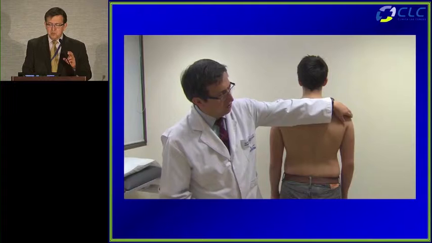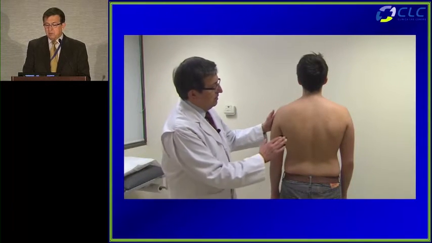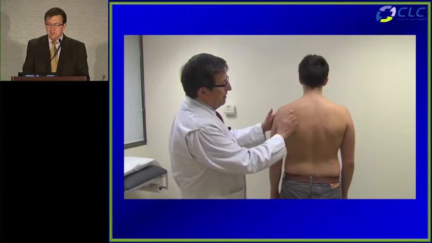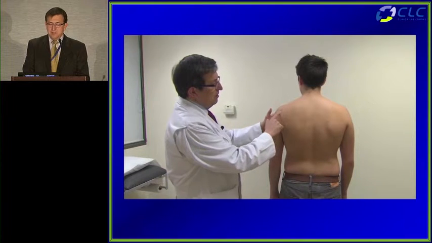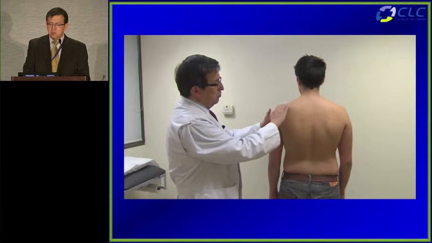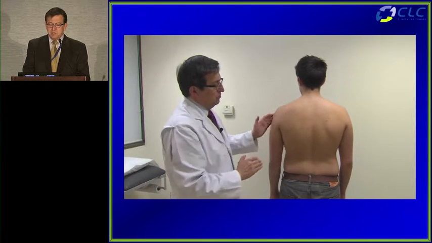First, we take a look at the normal side. We compare with the other side. Then we evaluate the rotator cuff muscle, the supraspinatus muscles, and the infraspinatus muscles.